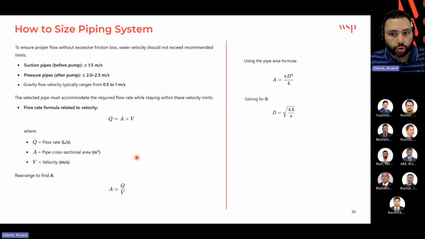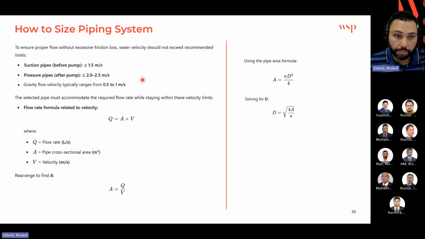Then after that, piping. Okay. So we need to know that a well-sized piping system reduces energy consumption, minimizes the maintenance, and ensures proper pool circulation. So by following the recommended velocity limits, you can design an efficient and reliable swimming pool piping system. As you see here, to ensure the flow without excessive friction losses, we have to follow this criteria. The suction pipe, the main thing, the velocity.